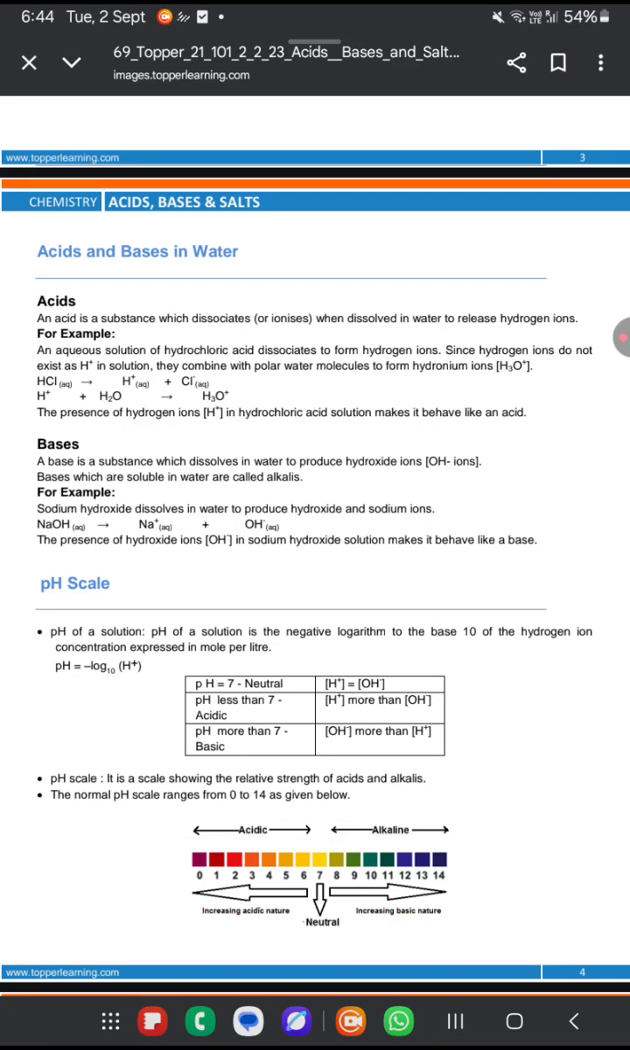H+ ions equal OH- ions in a neutral solution. H+ ions are more than OH- ions in acidic solutions. OH- ions are more than H+ ions in basic solutions. The pH scale is a scale showing the relative strength of acids and alkalis. The normal pH scale ranges from 0 to 14 as given below.